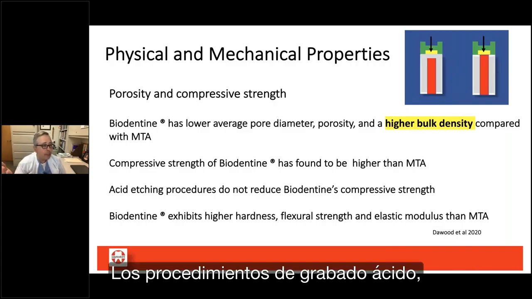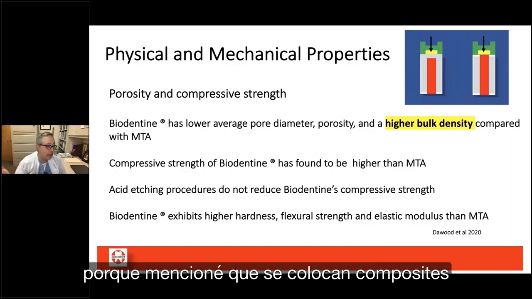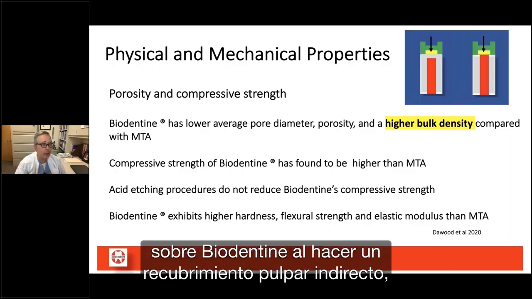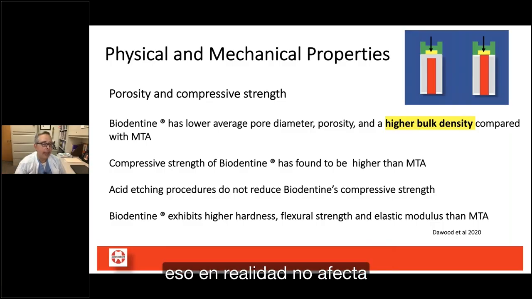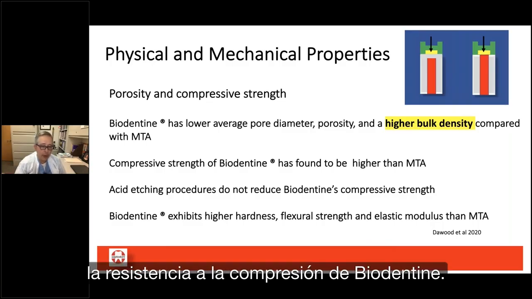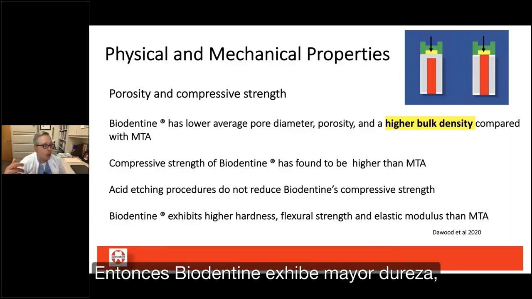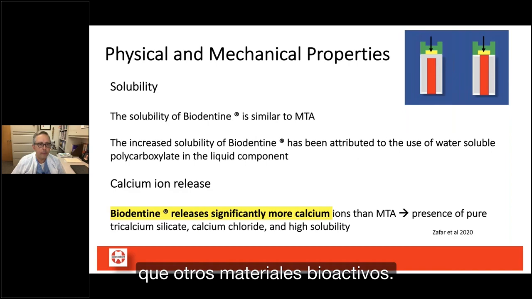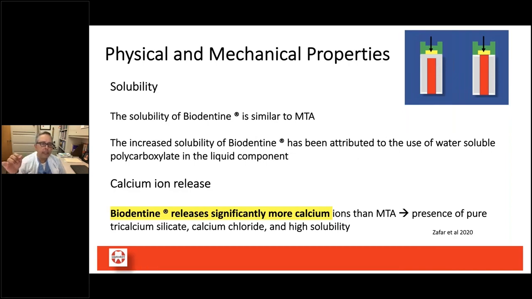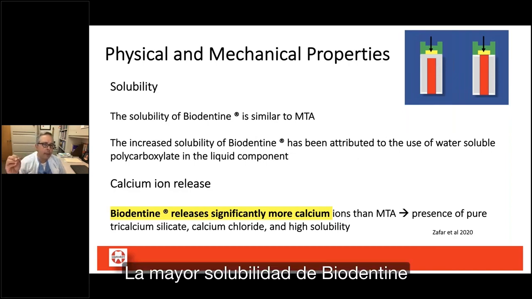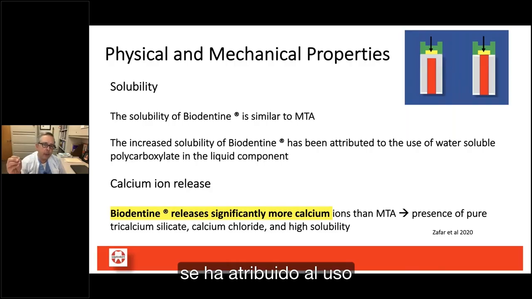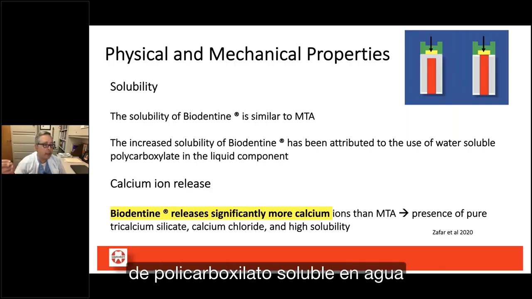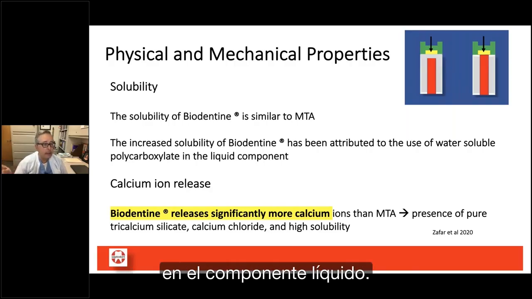The acid etching procedures, because I mentioned that you place composite over Biodentine when you are doing an indirect pulp cap, that actually doesn't affect the compressive strength of Biodentine. So Biodentine exhibits higher hardness, flexural strength, and elastic modulus than other bioactive materials. The increased solubility of Biodentine has been attributed to the use of water-soluble polycarboxylate in the liquid component.